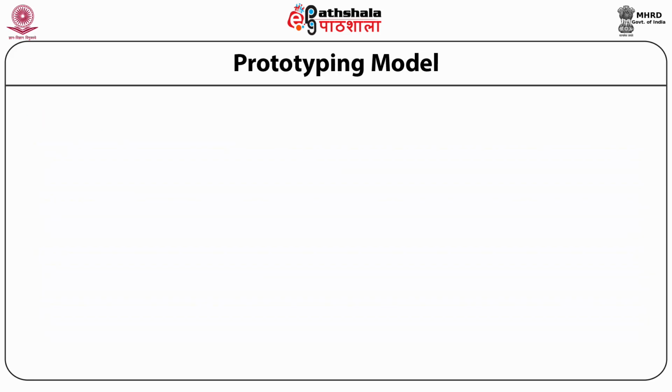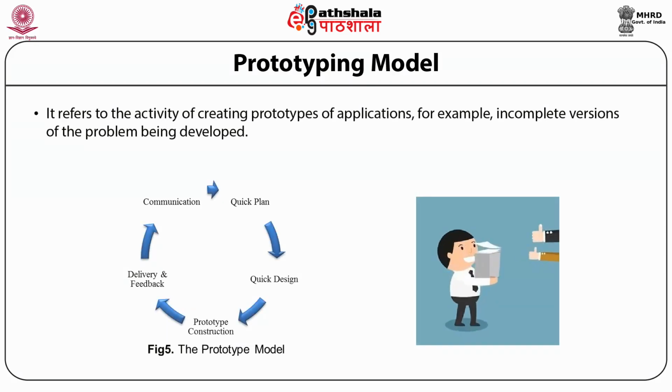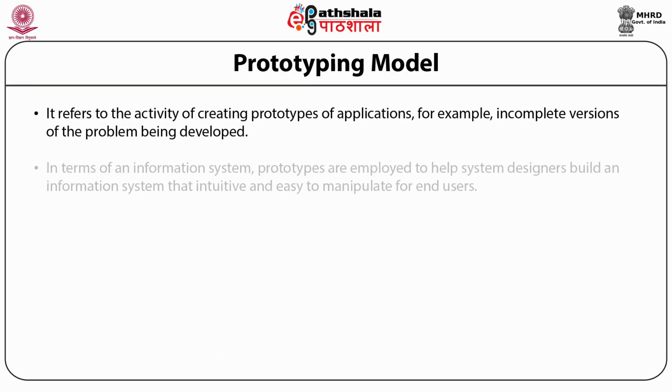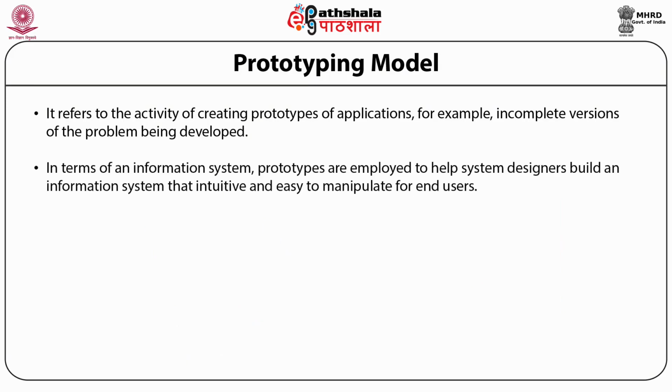The third model is the prototyping model. It refers to the activity of creating prototypes of applications, for example, incomplete versions of the program being developed. Prototyping is the process of building a model of a system. In terms of an information system, prototypes are employed to help system designers build an information system that is intuitive and easy to manipulate for end users.